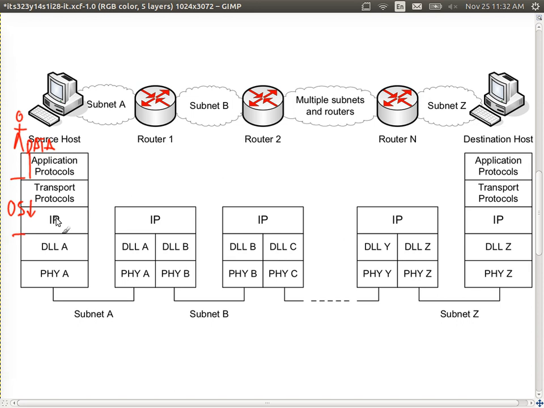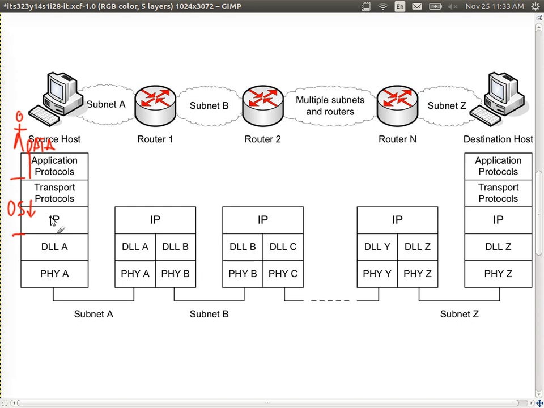IP is just some software running on your computer. What IP does is it creates an IP datagram. We'll see the structure in a moment, but it creates the datagram with header plus data. The header will include the destination IP address, the address of the destination host. It'll create the datagram and then send it to the data link layer, let's say Ethernet, which will then deliver it across the subnet to the router.